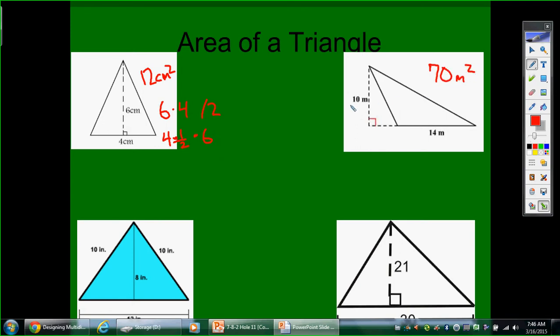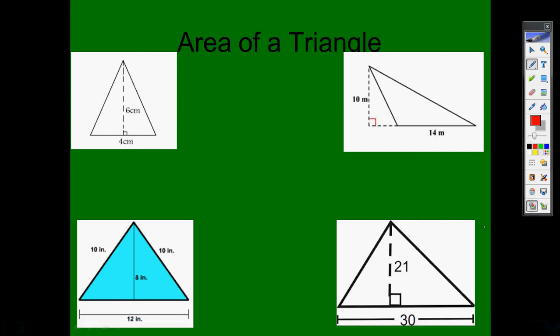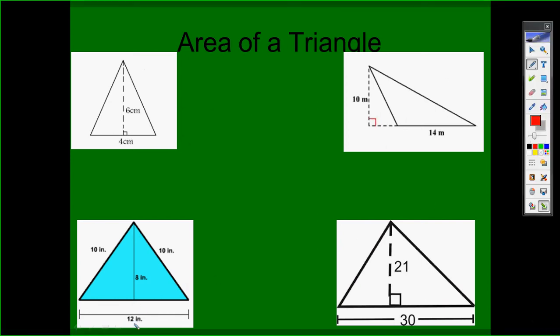I can do that easier than if I would say this is 5, 5 times 14 is 70. I know 140 divided by 2, I can do more easily. Down at the bottom, we've got 30 as my base and 12 as my height. 12 times 8 is a little bit more difficult, so I can take half of either one of these. 6 times 8 is 48. So where I divide by 2 isn't necessarily important.